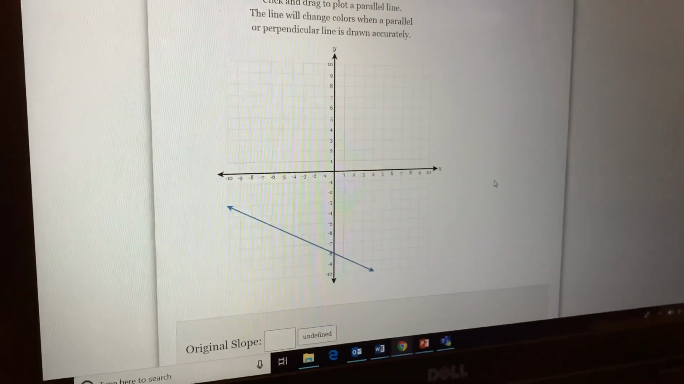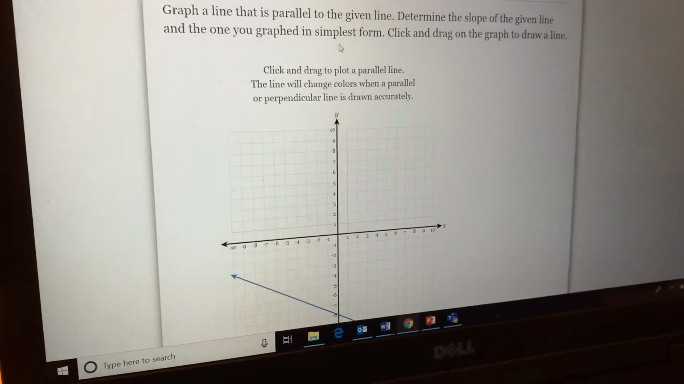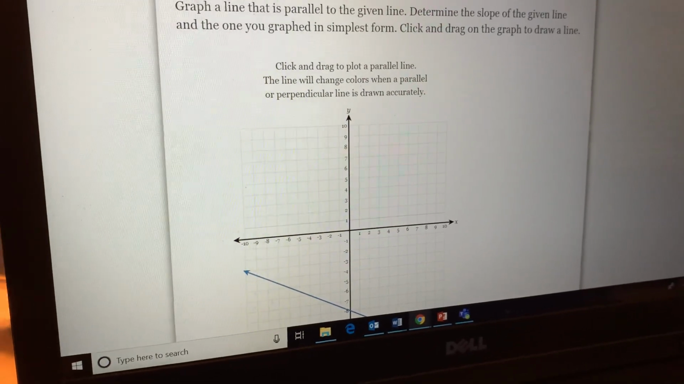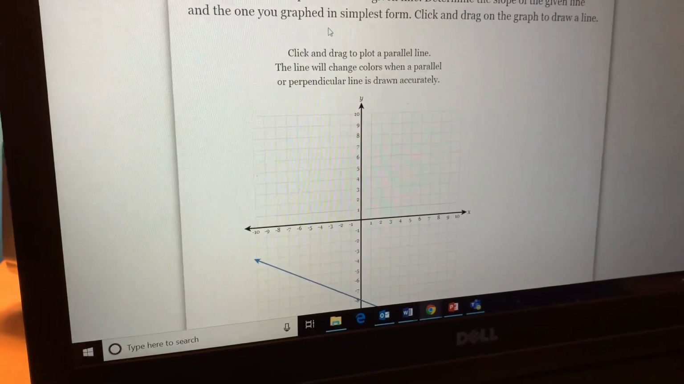Everybody. So here I'm going to demonstrate graphing parallel and perpendicular lines. This specific problem is saying graph a line that is parallel to the given line. Determine the slope of the given line and the one you graphed in simplest form.